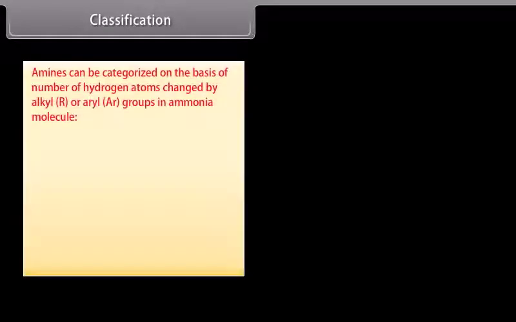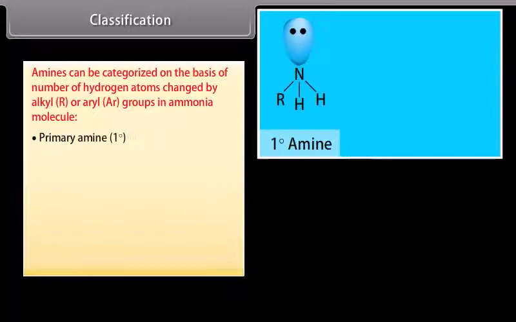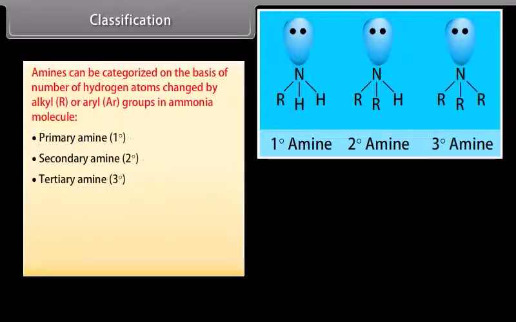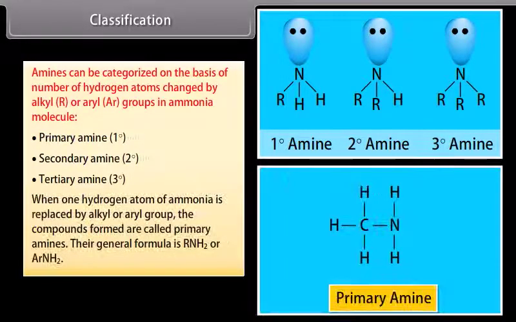Classification. Amines can be categorized on the basis of number of hydrogen atoms replaced by alkyl or aryl groups in ammonia molecule: primary amine, that is 1°, secondary amine, that is 2°, and tertiary amine, that is 3°. When one hydrogen atom of ammonia is replaced by alkyl or aryl group, the compounds formed are called primary amines. Their general formula is RNH2 or ArNH2.